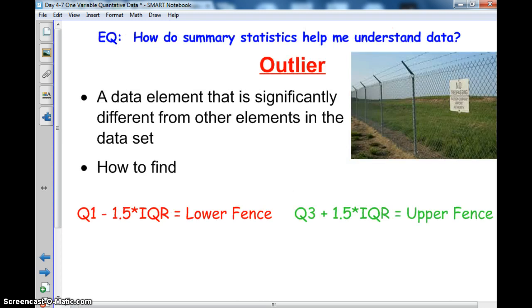All right, now let's take a look at an outlier. Most of you are familiar with the fact that an outlier is a data point that doesn't fit in with the rest. But today we're going to talk about how we can prove it.